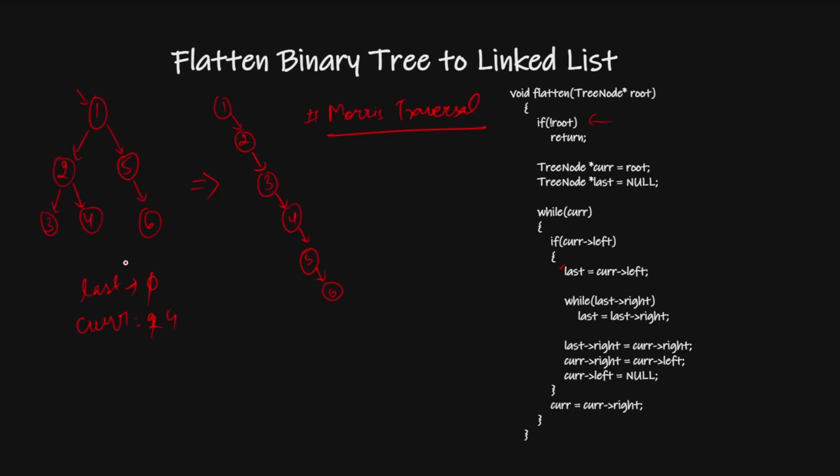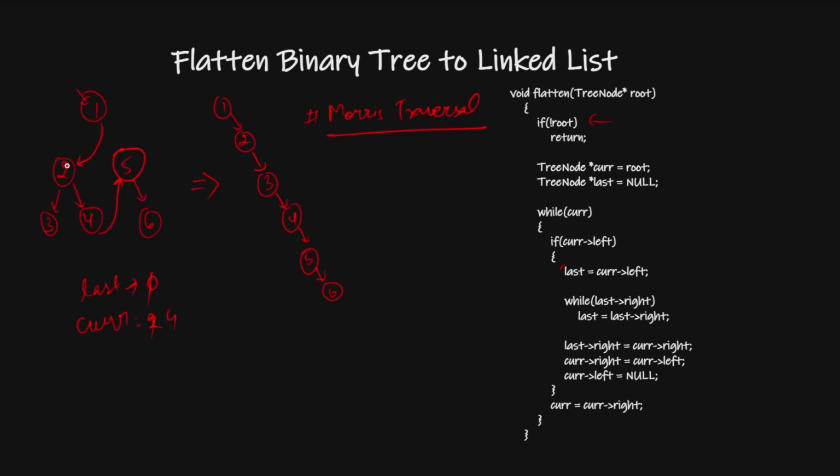Now do we have any right? No, we don't. Now from here I will make last right point to current right. I make this link. Now current right should point to current left. So I will break this link, and I will break this link, and I will make this link. Its left is pointing to 2, its right is pointing to 2, so right is pointing to this. After this, left should point to null, so I remove this link. Now this is done.